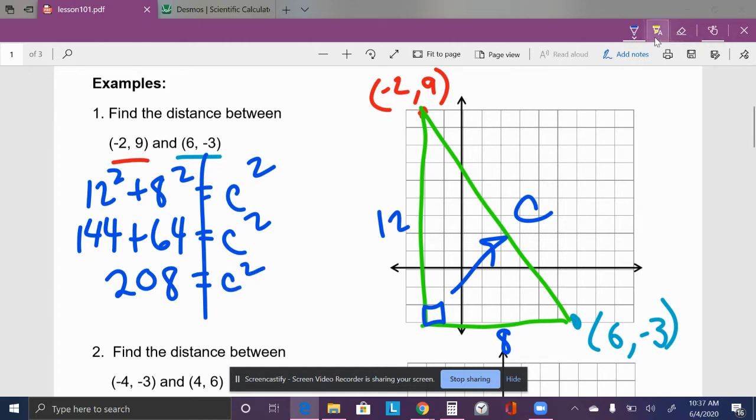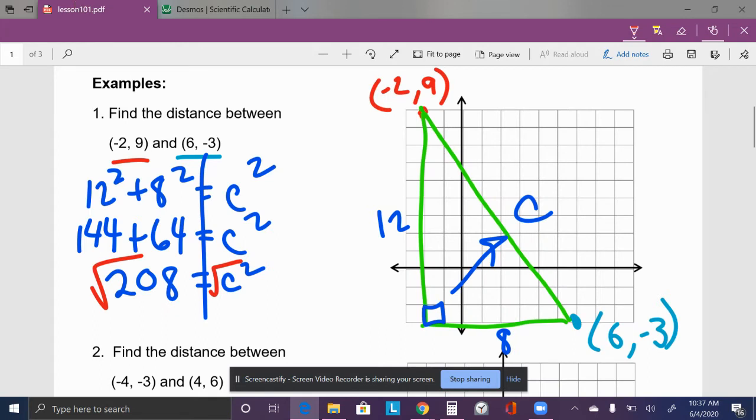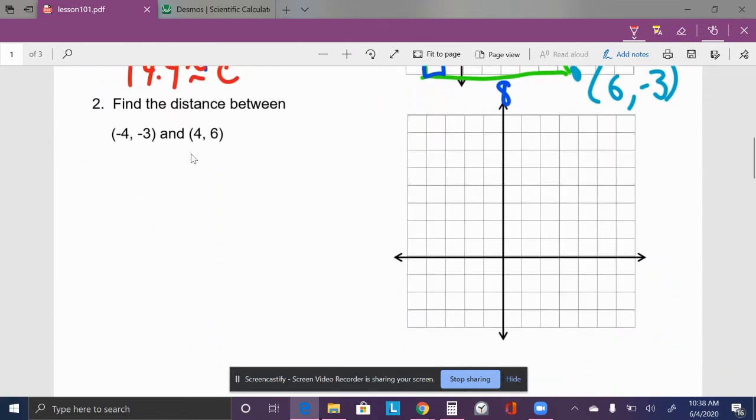Got to get rid of that square, so we take the square root of both sides. Square root of 208, I don't know. Let's see. Square root of 208, 14.4. So it's about 14.4. And again, you wouldn't be able to count 14.4 boxes by just connecting these 2 points. Okay, let's look at the next one.